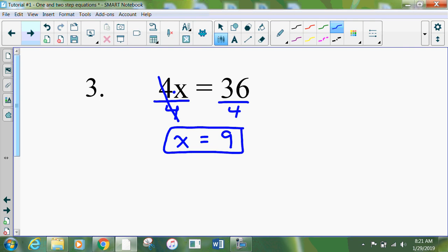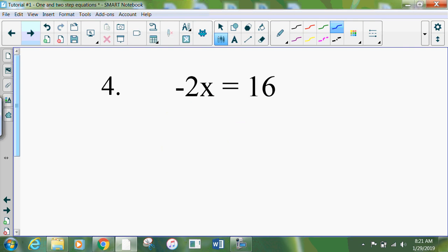So we are right now looking at one step where we get rid of whatever it is that's stopping x from being alone. So here we've got negative 2 times x. And to get rid of the negative 2, we have to do the opposite of the multiplication. That's division. We have to remember to bring that sign with us. That's not a 2, it's a negative 2, right?